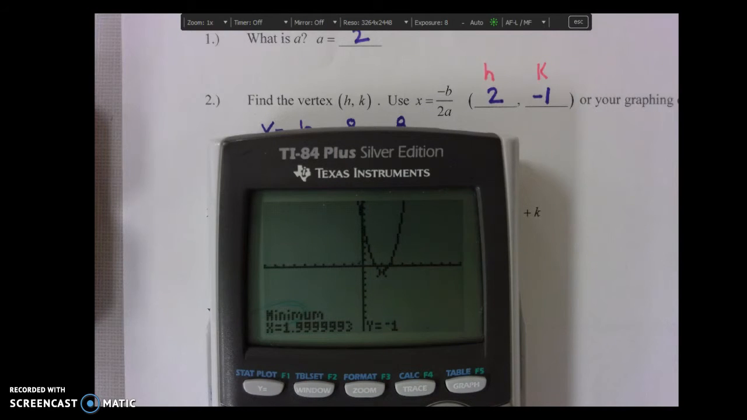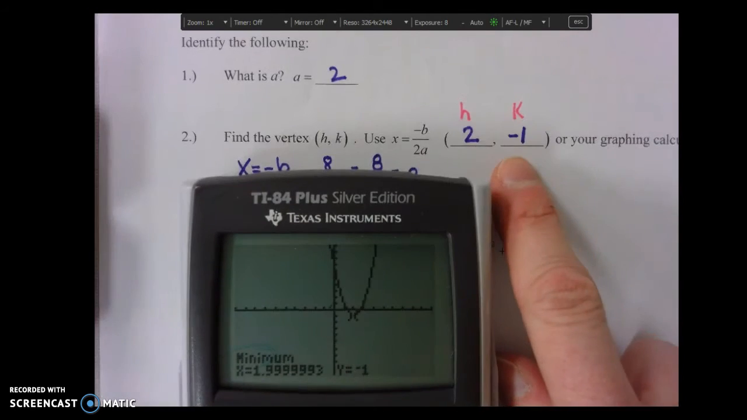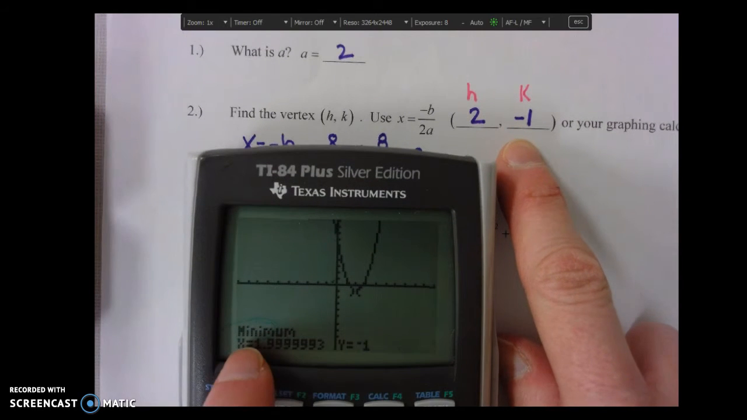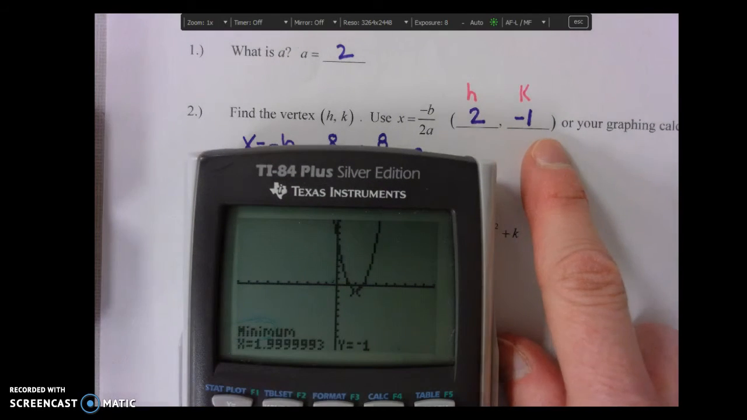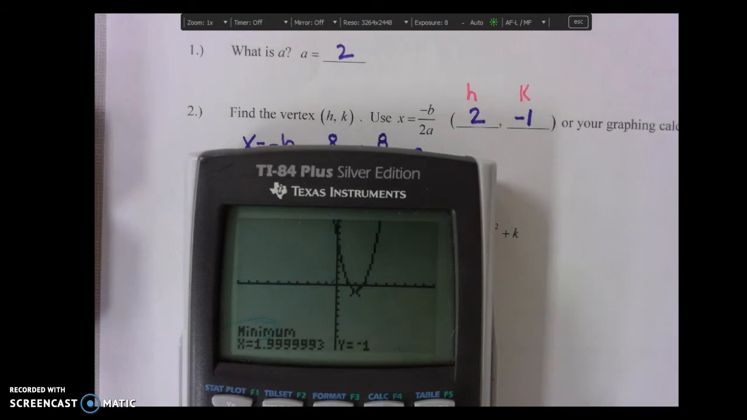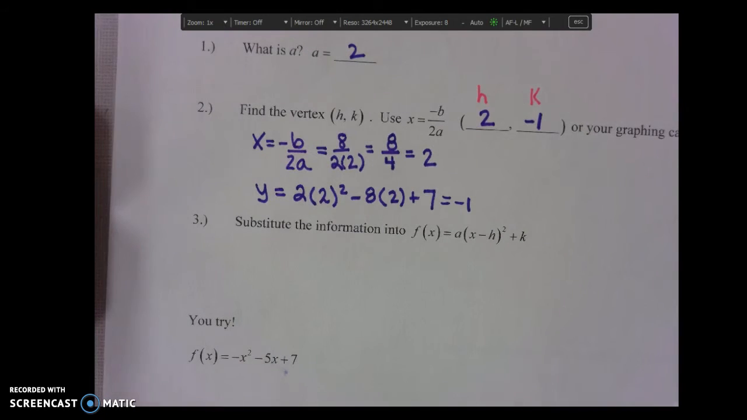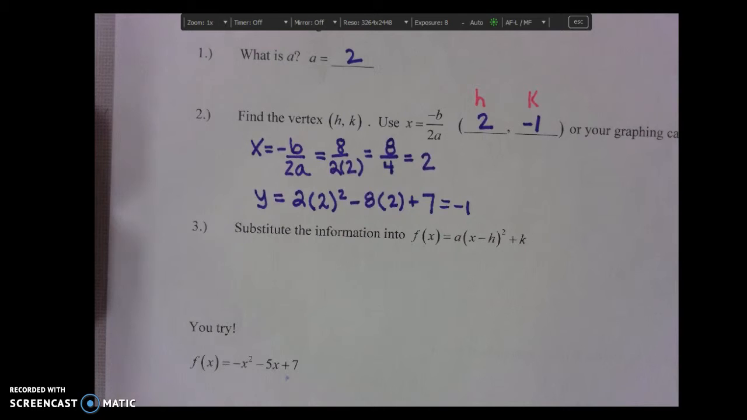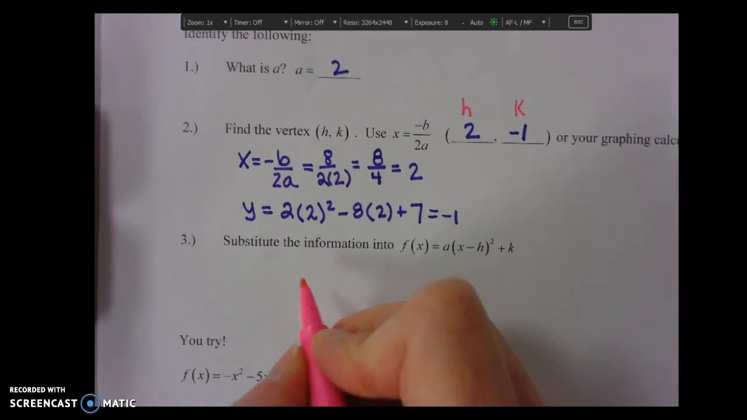Yes. Hey, does that number match this number up here? 1.999 is definitely 2, -1. I'm confident I have the right vertex. You are now one step away from finding your equation in vertex form.